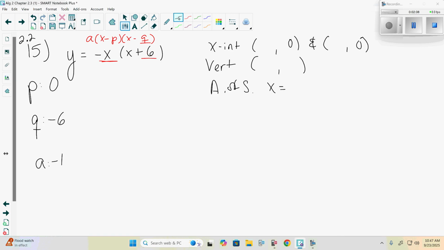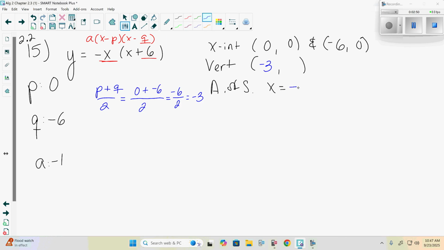So that means our intercepts are going to be 0, 0, and negative 6, 0. So it's going to cross the x-axis at 0, 0, and negative 6, 0. Now the vertex in the general form was P plus Q over 2, comma F of P plus Q over 2. Now our P and Q values, one is 0 and the other is negative 6. So we're saying 0 plus negative 6 over 2, which is just negative 6 over 2 or negative 3. So the x value of the vertex is negative 3.